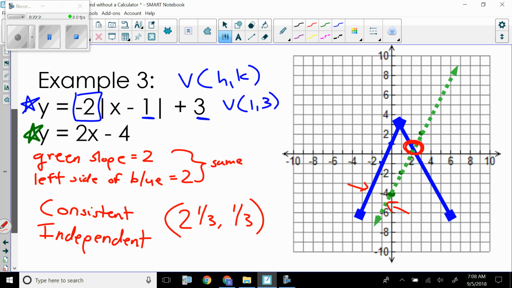This one's a little bit trickier of a problem. Please pause the video and rework it, especially that part where I'm talking about the left side of my V and the green line being parallel. Okay. That completes the video for 3.1.